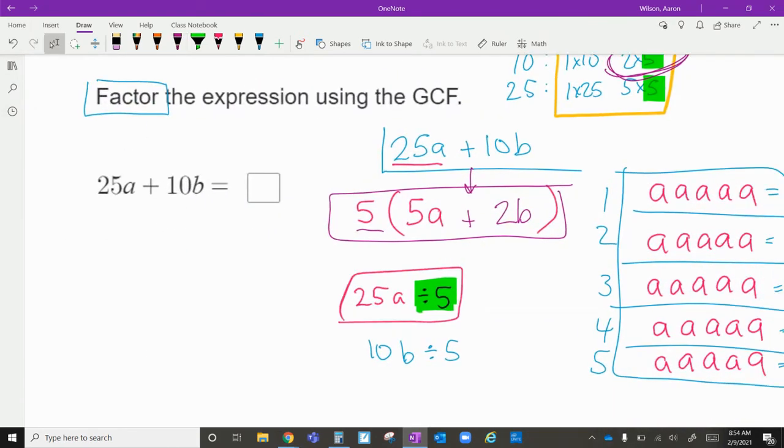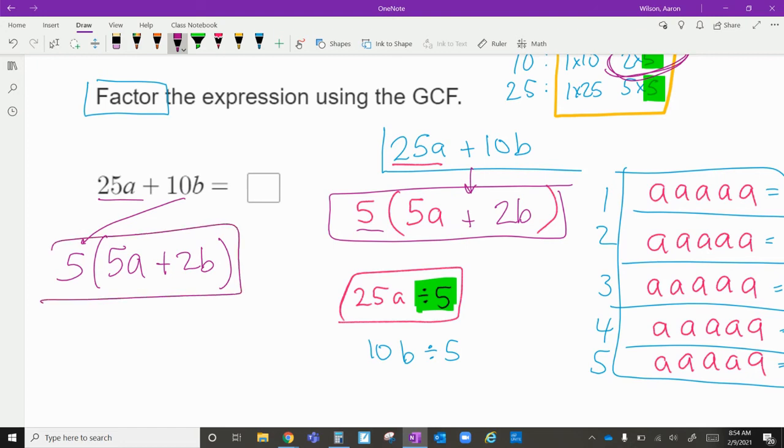But factoring the expression 25A plus 10B, you can factor out a 5. And then I look at that and I say to myself, 25A divided by 5, well, that's 5A. I bring down my addition sign. Well, what's 10B divided by the 5? Well, 10B divided by 5 is 2B. This is the answer that goes inside that box. That is the expression using factoring.